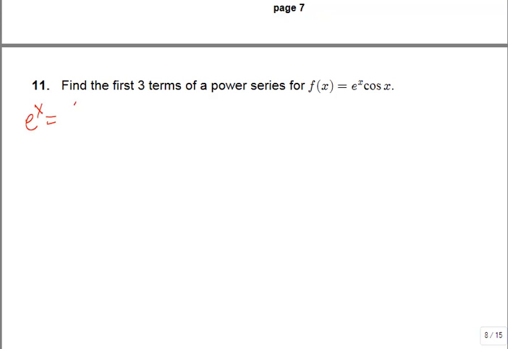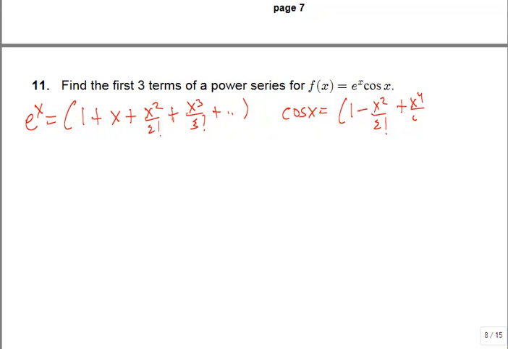E to the x is 1 plus x plus x squared over 2 factorial plus x cubed over 3 factorial, etc. Cosine of x is 1 minus x squared over 2 factorial plus x to the 4th over 4 factorial, etc. Now we only want the first 3 terms, so most likely that's going to be a constant, a first degree term, a second degree term, possibly a third degree or a fourth degree term if some of those earlier terms are missing. So when I do this product, I'm going to only look at the relevant terms. I'm not going to go all the way out in this infinite polynomial.